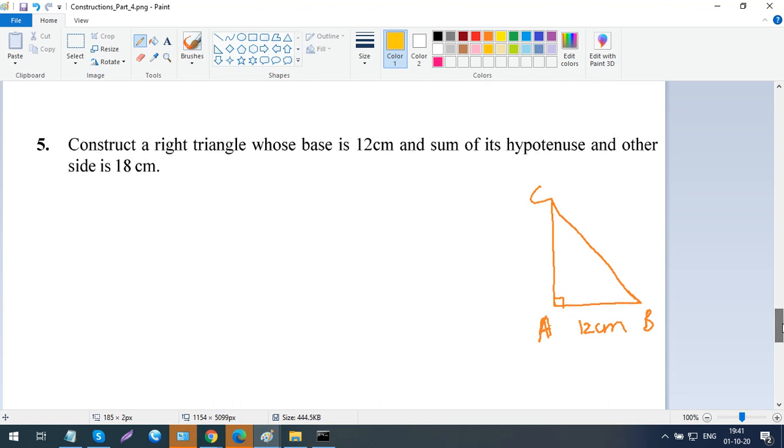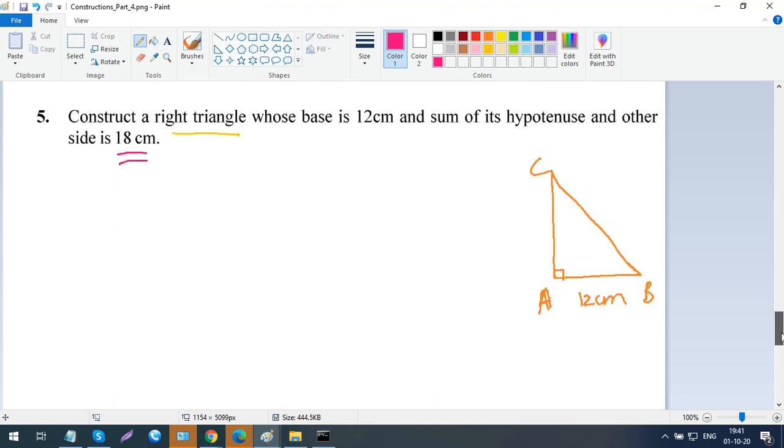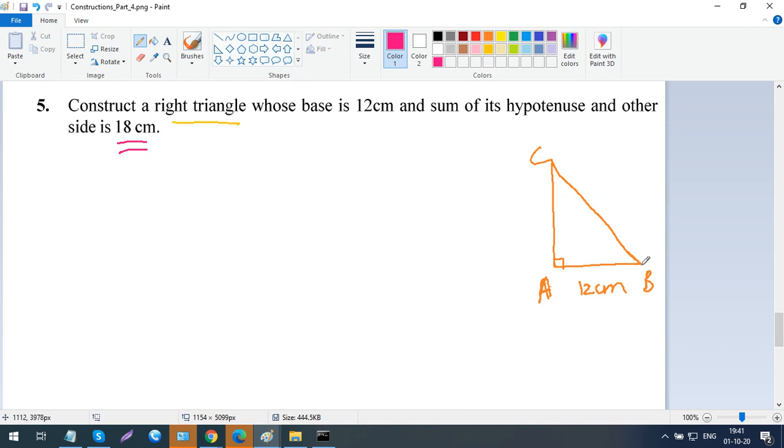It says construct a right triangle whose base is 12 centimeter and sum of its hypotenuse and other side is 18 centimeter. So you are going to draw it. It's like the first question we did. It's a right triangle, that's all. So the base is 12 centimeter. First draw the base 12 centimeter, as AB. Then take a protractor and draw a 90 degree, or you can use a compass and draw it also, because you know anyway how to do it. Let's say this is X.